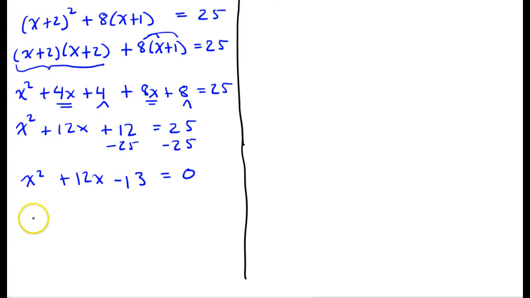So this looks like it's going to be factorable. X squared is only x times x. 13 is 1 times 13. It's a prime number. I need the middle to be positive 12. So if I let this be negative 1 and I let this be positive 13, then my inner and my outer will make positive 12x. So this is good. Negative 1 times 13 is negative 13. So we factored it. Now I will find solutions by setting these factors equal to 0.